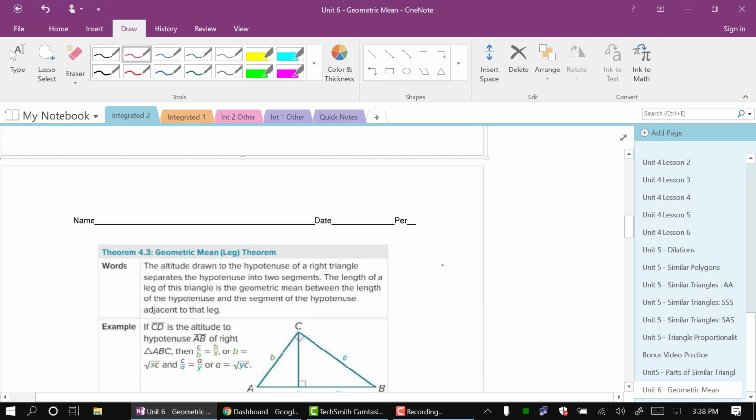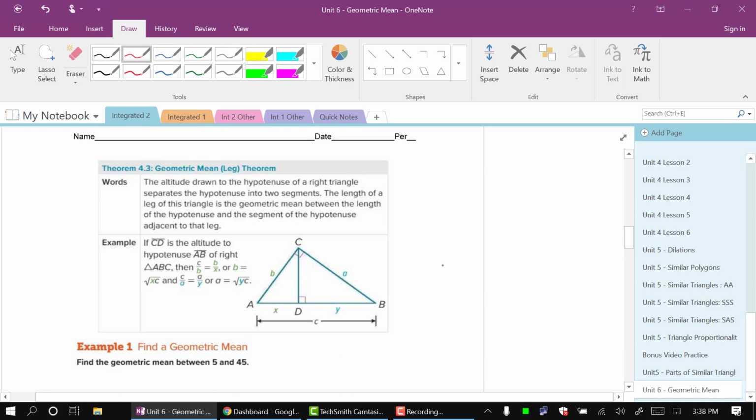And then our last theorem, theorem 4.3, the altitude drawn to the hypotenuse of a right triangle separates the hypotenuse into two segments. The length of the legs of this triangle is the geometric mean between the length of the hypotenuse and the segment of the hypotenuse adjacent to the leg.